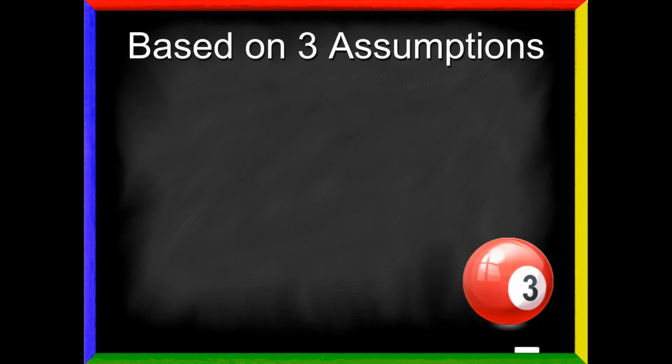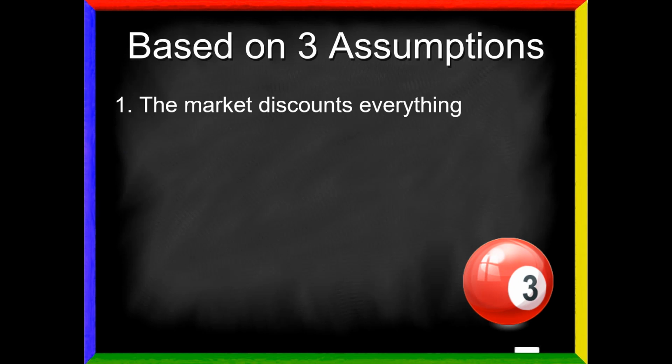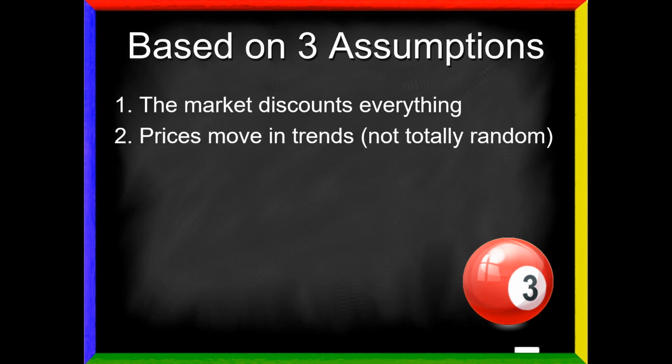All technical analysis is based on three key assumptions. First of all, that the market discounts everything. In other words, it's all factored in there. Prices move in trends. It's not totally random. And then finally, history repeats itself. So if we see that the stock typically bounces off of this level as a support or a resistance level, we can expect it to happen again in the future.